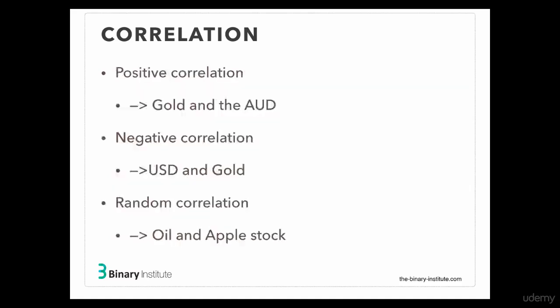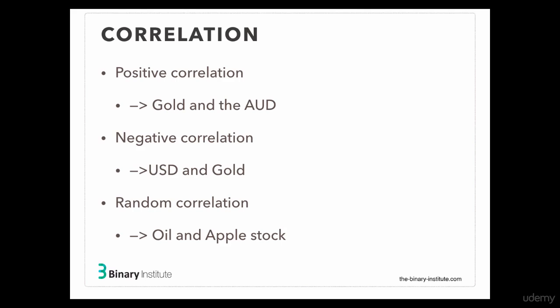Now, in financial markets, the best example of positive correlation would be between gold and the Australian dollar. Now, Australia is the third largest producer of gold in the world, so whenever the value of gold increases, the value of the Australian dollar typically increases as well. Gold and silver are another great example of positive correlation, as both of these precious metals typically move in the same direction.